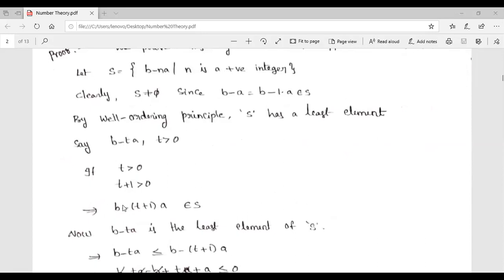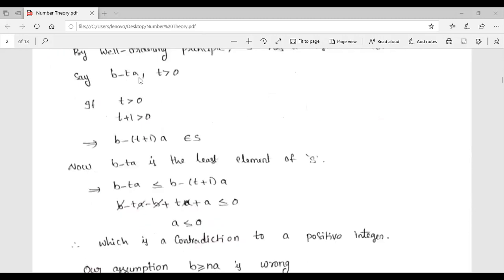That implies we apply here: b minus t plus 1 into a belongs to S, because this is of the form b minus na. Here n is equal to t plus 1. Okay, so b minus t plus 1 into a belongs to S. Now b minus ta is the least element of S. So first we considered the element b minus a, and S has the least element b minus ta. We have to prove that b minus ta is the least element. The next element is b minus t plus 1 into a. We compare these two elements and we have to show this is the least element.